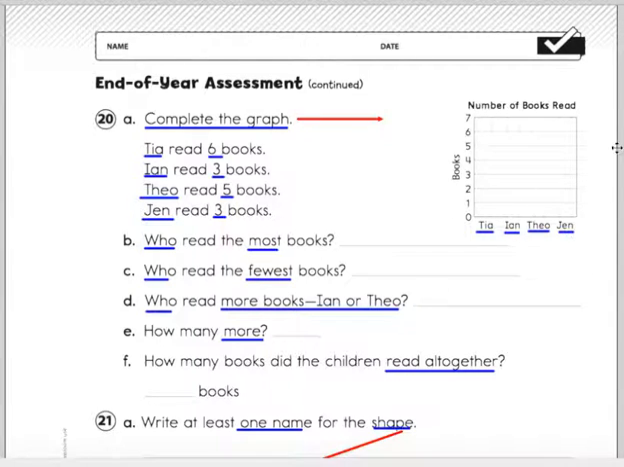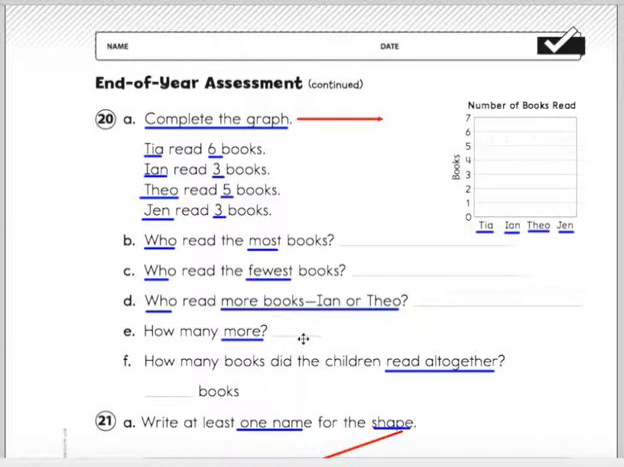Looking at the graph that you just finished creating now, who read the most books? Write their name right here. Who read the fewest books? The least amount. Write their name right here. Who read more books? Ian or Theo? So you need to look up there. Who read more books? Ian or Theo? One name right here. You might have more than one name here, or you might just put one on line C. Just thinking back. On this line, one name, Ian or Theo.